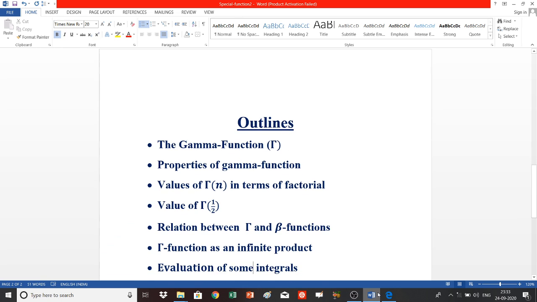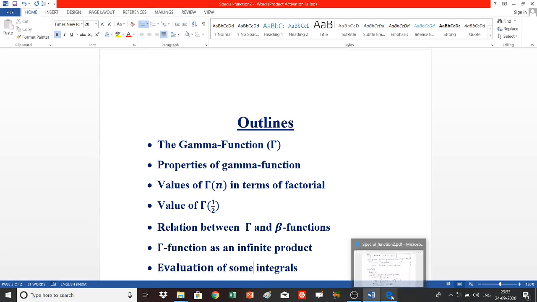After that we will learn the properties of gamma function, and then value of gamma in terms of factorial, and then value of gamma half, and after that relation between gamma and beta functions, gamma functions as an infinite product, and finally evaluation of some integrals. So these are the topics on which we will focus today.